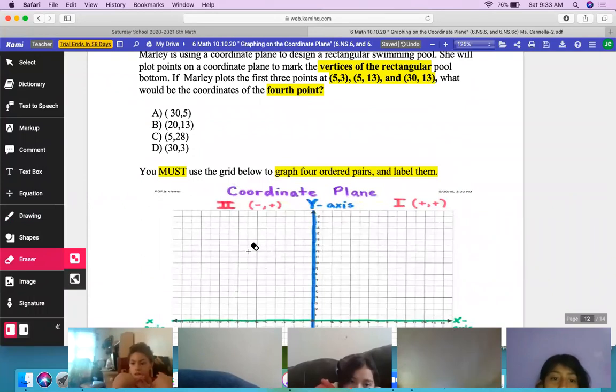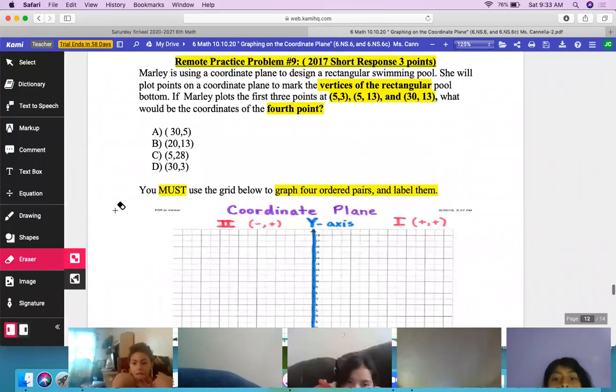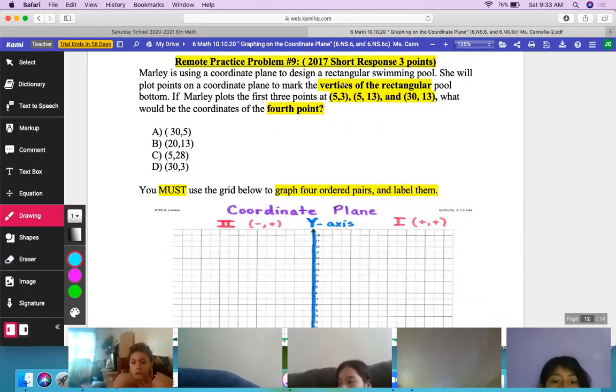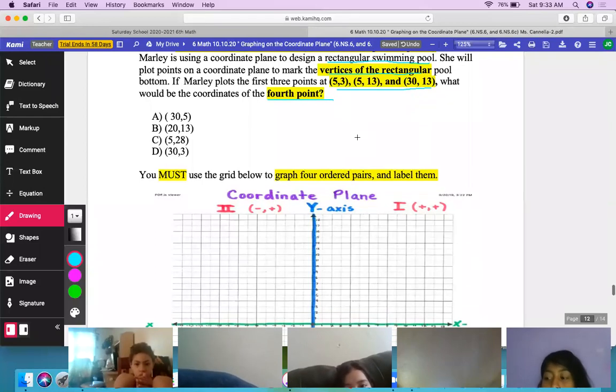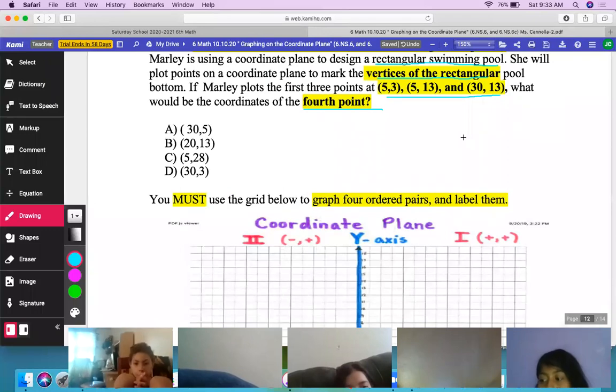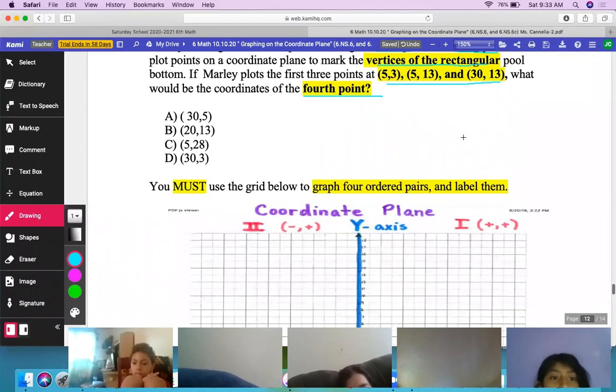Marley is using a coordinate plane to design a rectangular swimming pool. She will plot points on the coordinate plane to mark the vertices of a rectangle, the pool bottom. If Marley plots the first three... They want to know what is your fourth point, right, Marley?